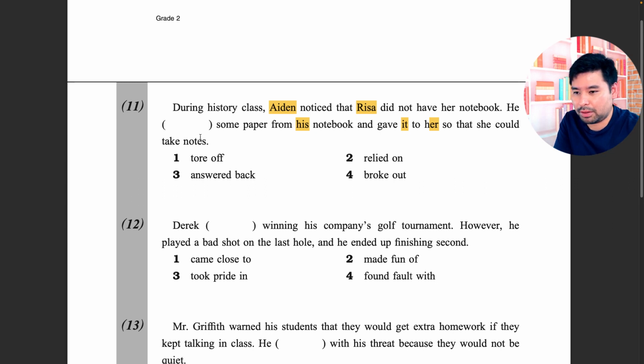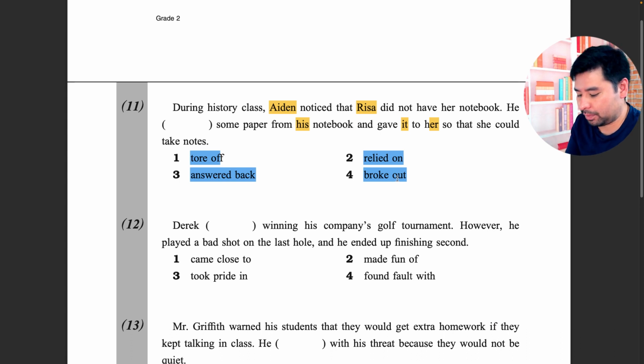Okay, so this is a very interesting sentence in my opinion. And again, pay attention to this story. During history class, Aiden, a boy, noticed that Riza, probably a girl, did not have her notebook. Then he, what? What do you think he did? He tore off some paper from his notebook. He relied on some paper from his notebook. He answered back some paper from his notebook, or he broke out some paper from his notebook.